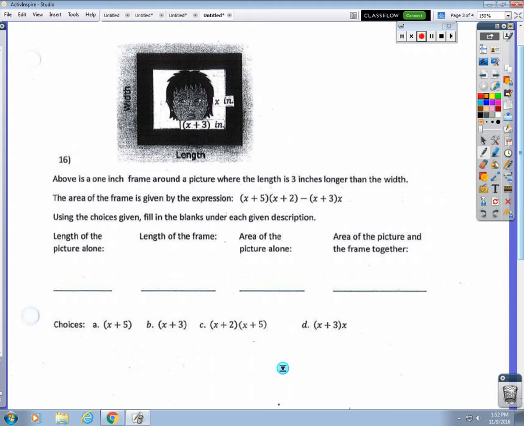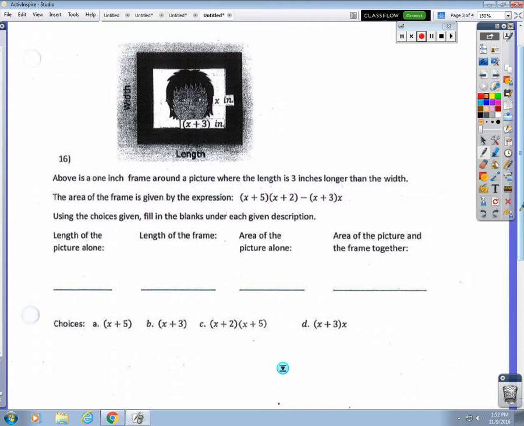Okay, number 16. Above is a 1-inch frame around a picture where the length is 3 inches longer than the width. See, they showed that. They showed that the picture, which is the white space, is 3 more than the width. See, the width is represented with an x, and the length is represented with an x plus 3, because the length is 3 inches longer.